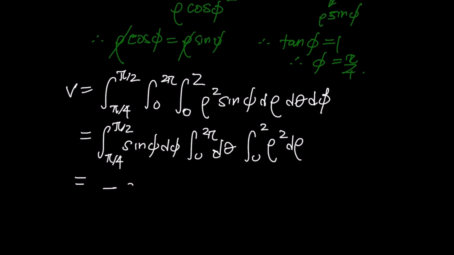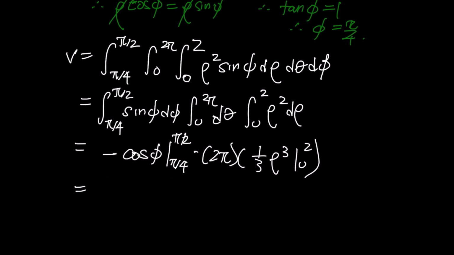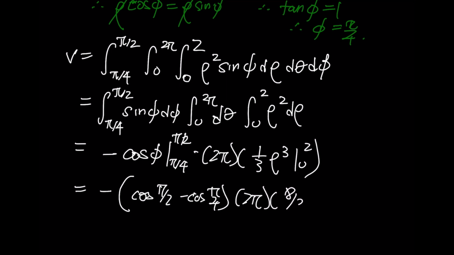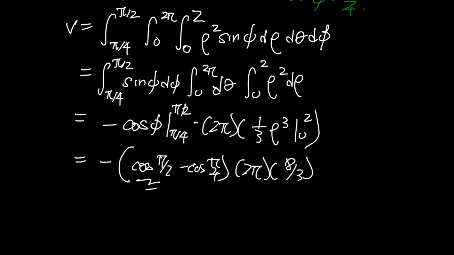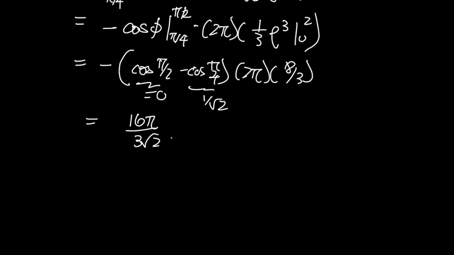This is going to be a negative cosine of phi from pi over 4 to pi over 2. This is going to give us a 2 pi. This will give us a 1/3 rho cubed evaluated from 0 to 2. We'll get a negative cosine of pi over 2 minus cosine of pi over 4 times a 2 pi times an 8 over 3. Cosine of pi over 2 is 0. This is 1 over root 2. This ends up giving us 16 pi over 3 root 2 as the volume.